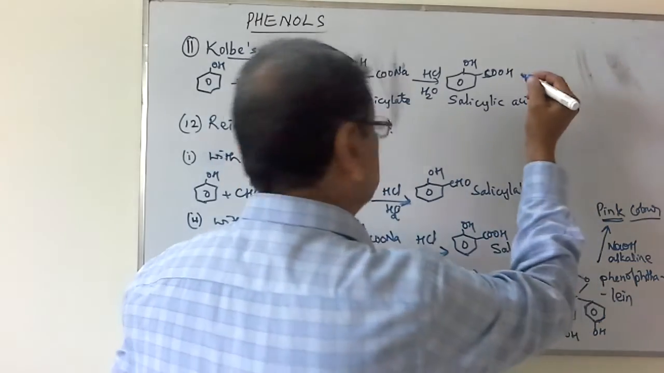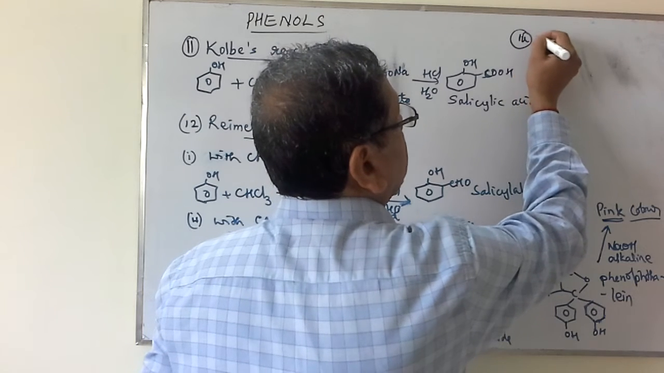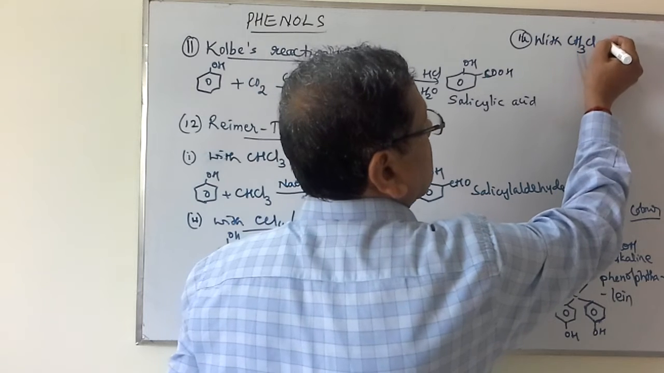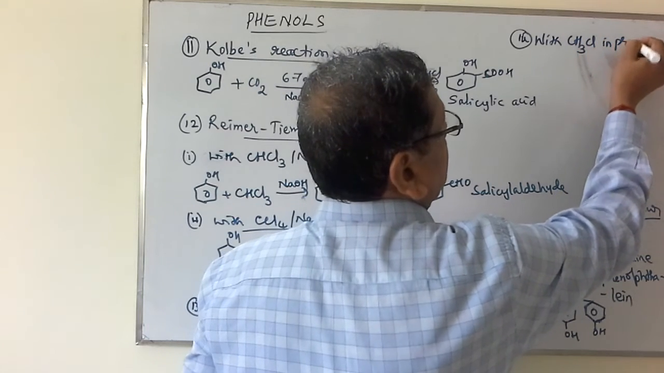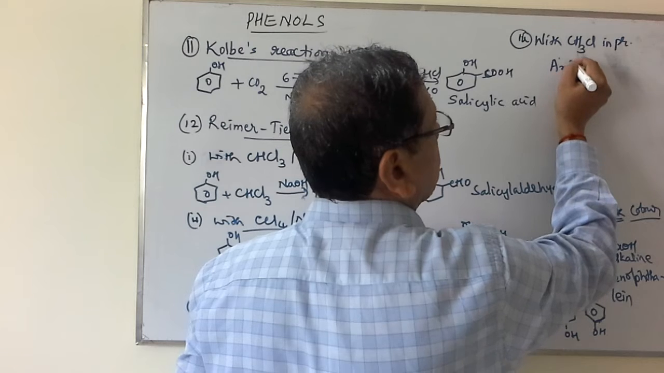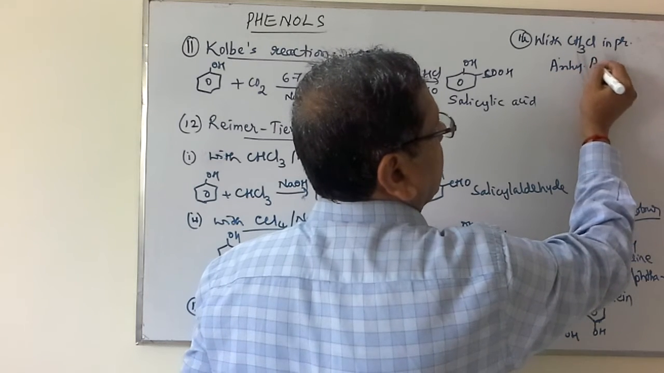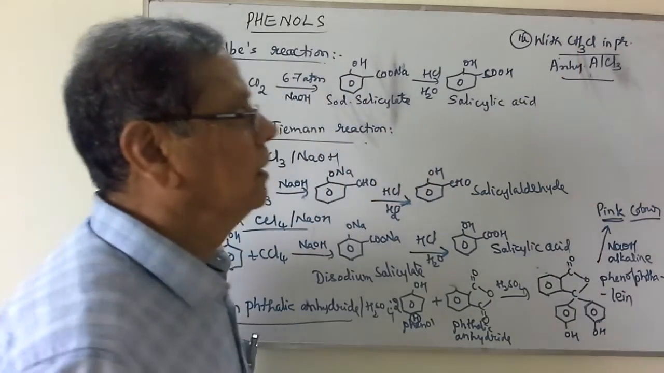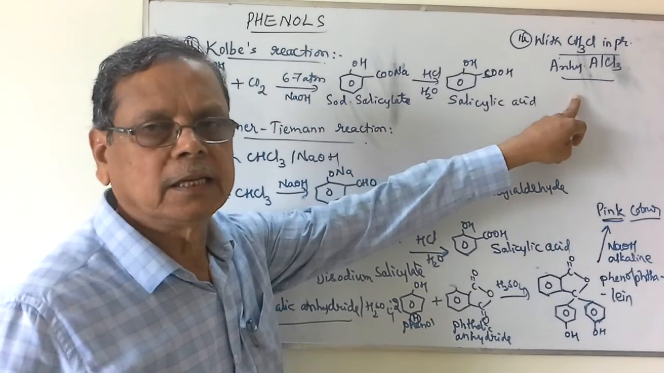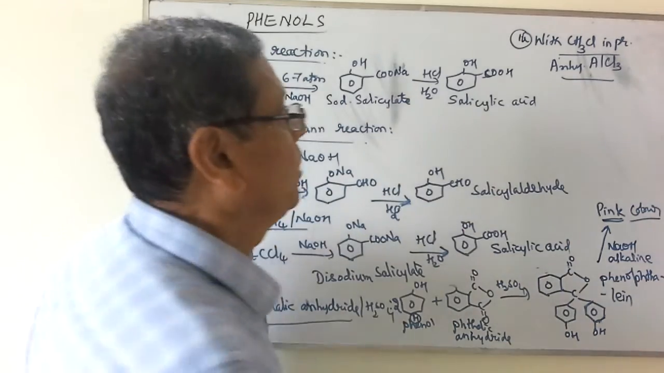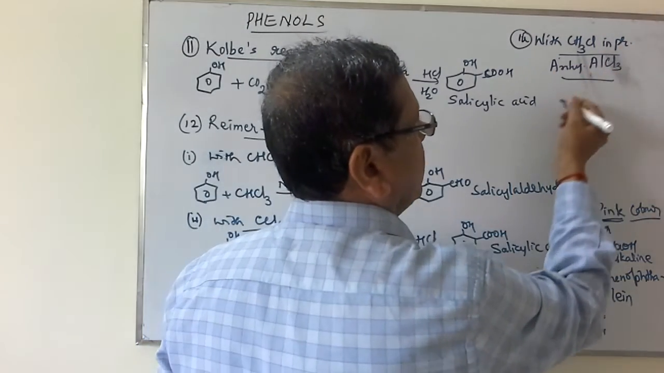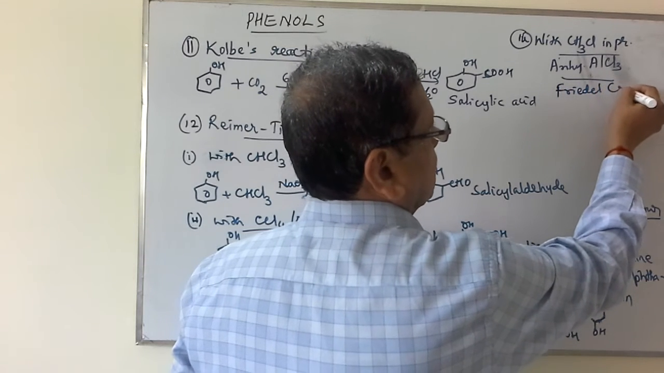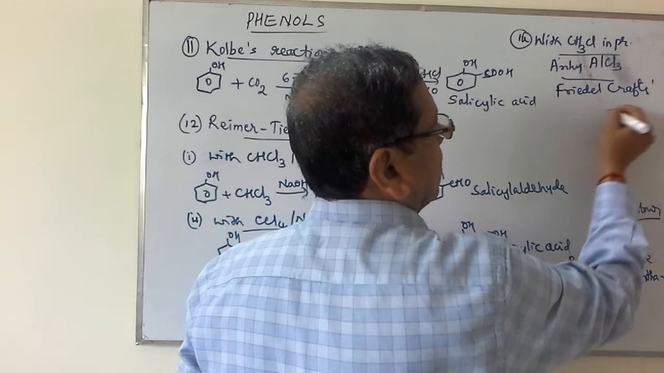One more reaction is with methyl chloride, CH3Cl, in presence of anhydrous aluminium chloride. Probably you all may know the type of reaction that is taking place. When we take methyl chloride and anhydrous aluminium chloride, it is a Friedel-Crafts alkylation.